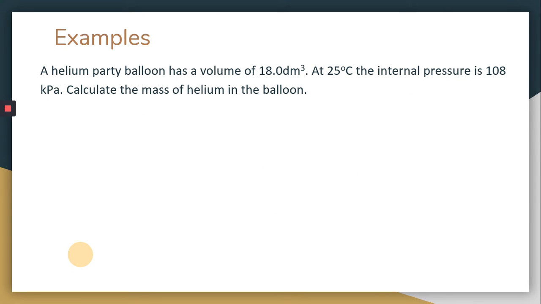All right, looking at the next problem. We have a helium party balloon, so we know what the element is, or the gas. We have a volume of 18.0 decimeters cubed. We have a temperature. We have a pressure given to us in kilopascals. And we want to calculate the mass of helium.